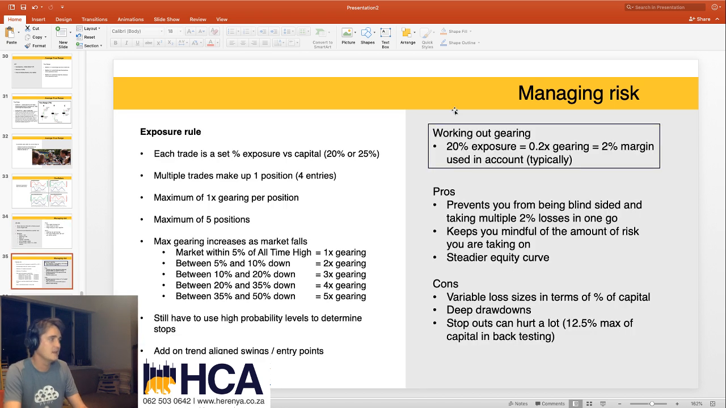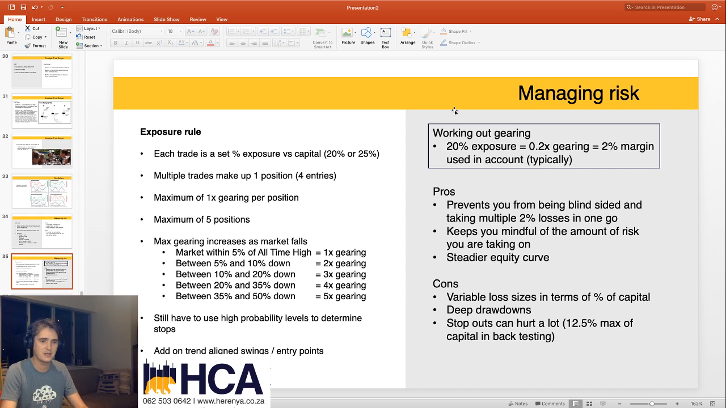So the pros are it's very easy, right? There is then the sort of exposure rule, where you say that you can't use more than a certain amount of gearing. So every position is a set size in terms of exposure, and you can't use more than a certain amount of gearing depending on where the market is in relation to its all-time high. So if the market is within 5% of the all-time high, you use 1% gearing. The deeper the market comes down, the more you can gear. Theoretically, this allows you to add into positions.